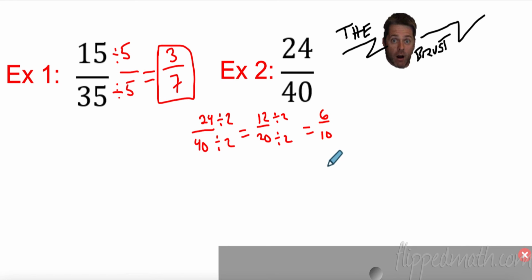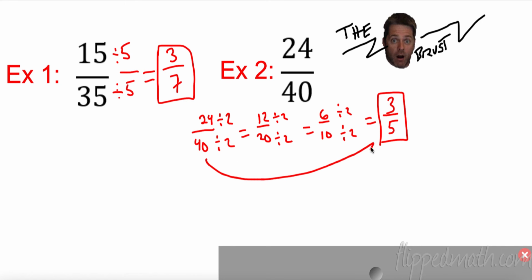I have to ask myself one more time, is there any other common factor outside of the number 1, because 1 doesn't change anything, that I can divide here? Well, I can divide by 2 again. So 6 divided by 2 is 3, and 10 divided by 2 is 5. There's nothing else I can divide by, so the answer is 3/5. So I've reduced 24 over 40 to 3/5. Now, it was a little bit long, arduous process. It took us some time. It was a little slow, but it's efficient, just like Mr. Brust. He gets the job done.